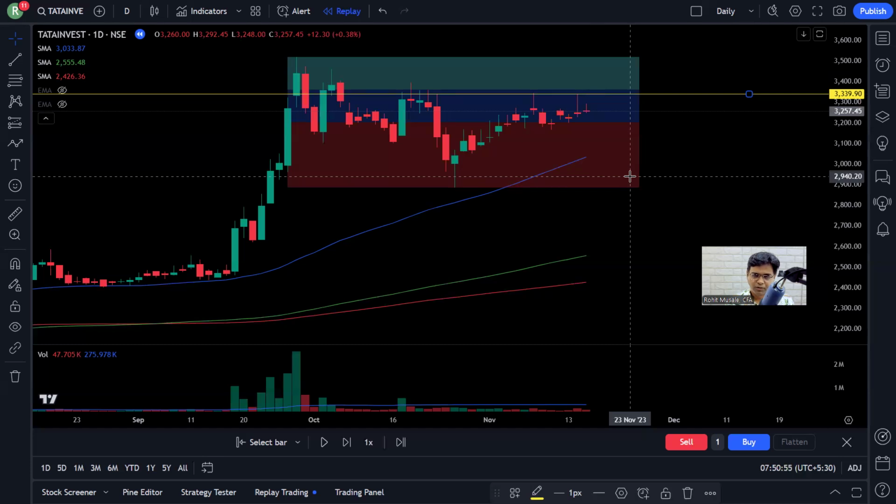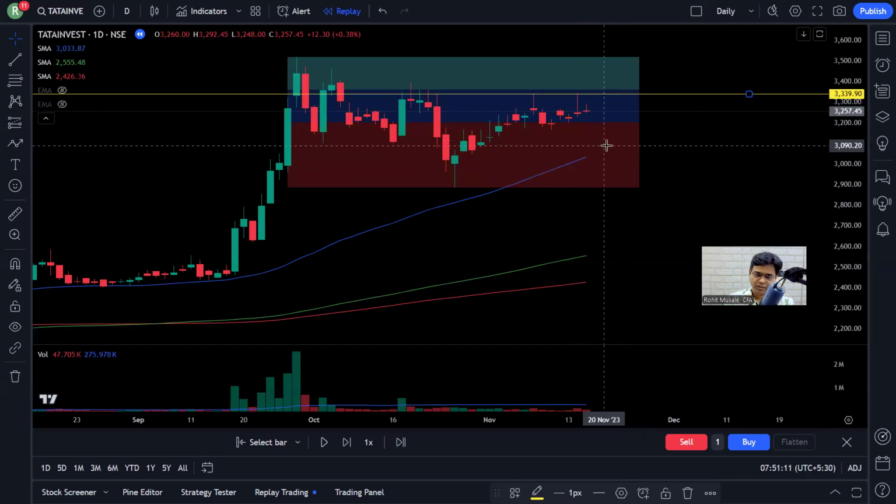The only thing is we don't know which side the breakout is going to be, whether it is going to be an upside breakout or a downside breakout. We don't know that. All we know is that a breakout is very much likely to happen because this is a consolidation pattern. This is tightness in the price.